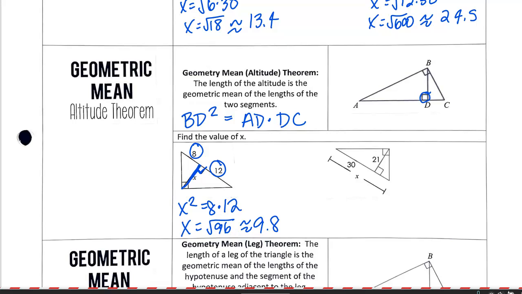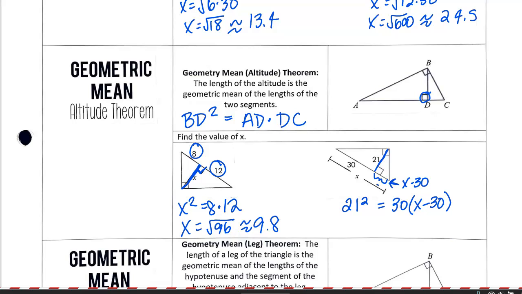Okay, let's look at this next one. It's a little bit harder. You'll see this is our altitude. And we have the whole thing, but we don't know this little piece. But what we do know is that this whole thing is x, which means that little piece is x minus 30. So let's set this up. So 21 squared is equal to our piece, which is 30, times this little piece, which is x minus 30.